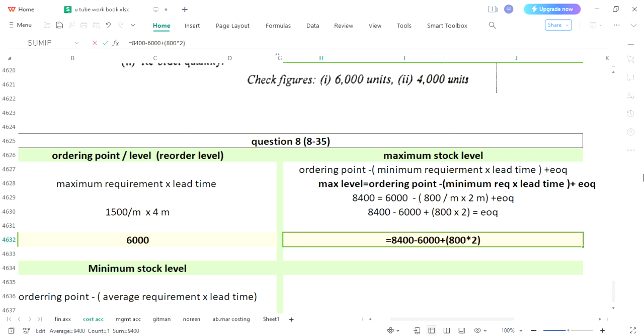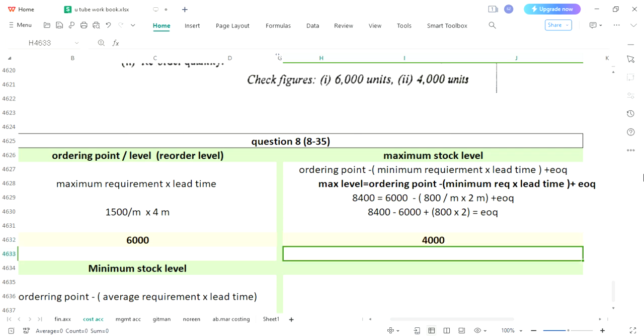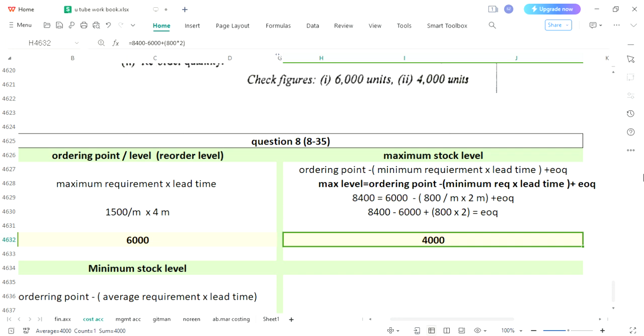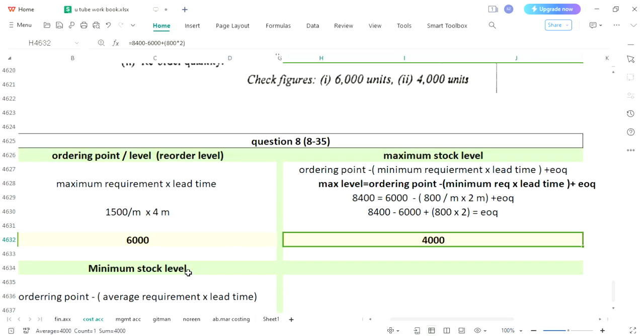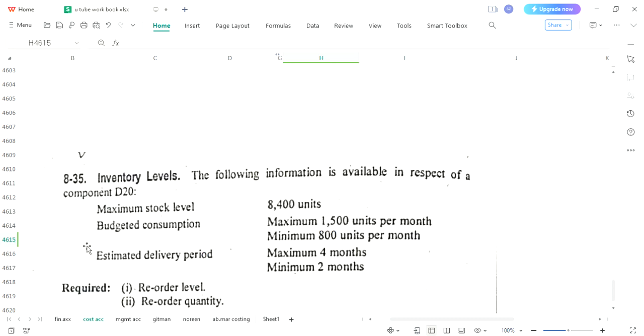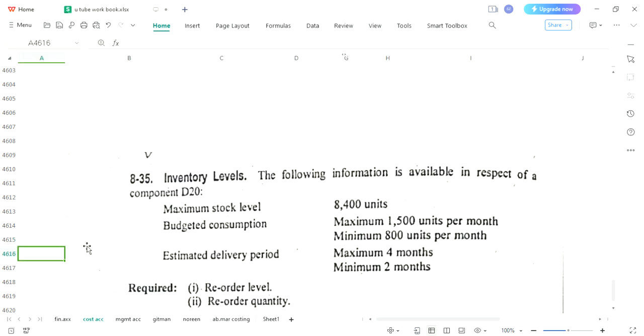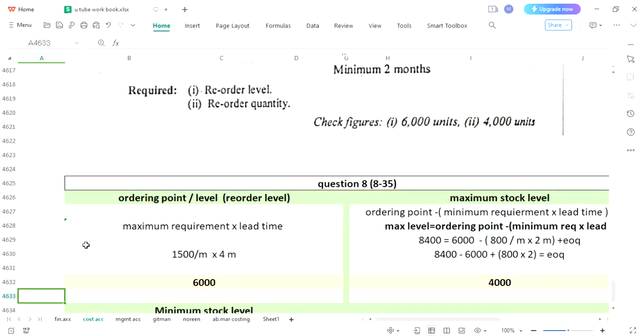Okay, now we will see what our answer is, and we have got 4000. 4000 for what? Reorder quantity. The second amount was 4000. So there were only two answers, 6,000 and 4,000. So 6,000 is written over here, and 4,000 is written over here for economic order quantity. This is what we have calculated as economic order quantity, and then ordering level 6,000. So in this way our question number 8.35 has been completed, though it was a short question.